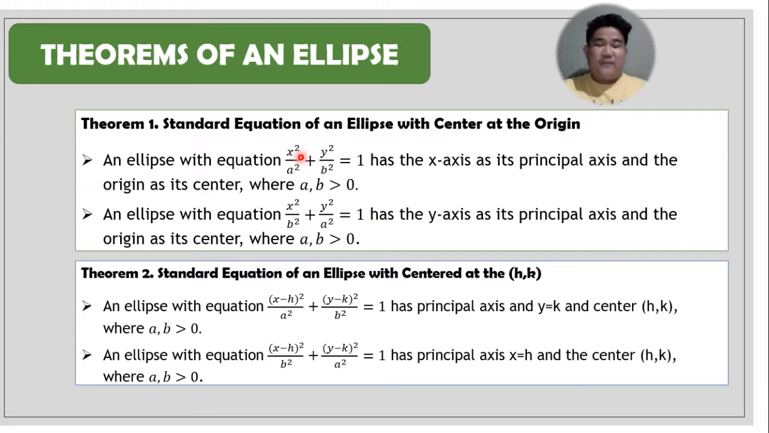Okay? So kapag si x squared, ang denominator niya ay si a squared, that is x-axis. Pag dito naman, si y squared is denominator niya si a squared, that is y-axis. And our theorem 2, there is standard equation of an ellipse with the center at (h, k). So may value ang ating h and k. Unlike in our theorem 1, walang value ang ating origin. It is (0, 0). So the same pa rin sila. Our x minus h squared is over a squared. Therefore, that is the center (h, k). It is in the x-axis. The same is true with this.